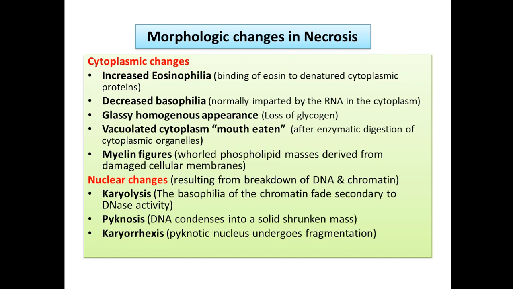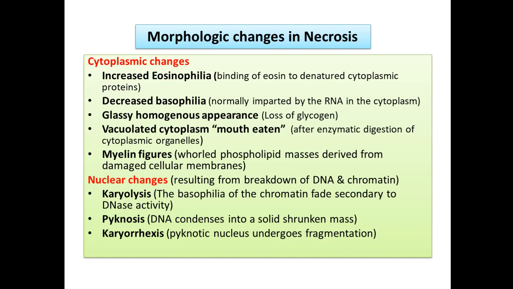One change is known as karyolysis. The DNase enzyme causes degradation of the DNA, and you know that the DNA in the nucleus is normally stained by hematoxylin and appears blue. So when the hydrolytic enzyme DNase degrades the DNA, its blue appearance will fade, and this we call karyolysis.